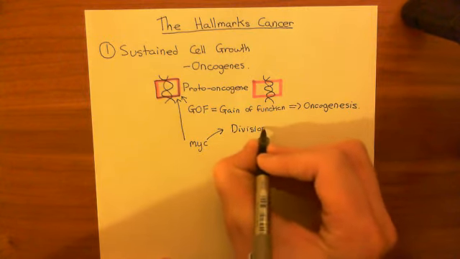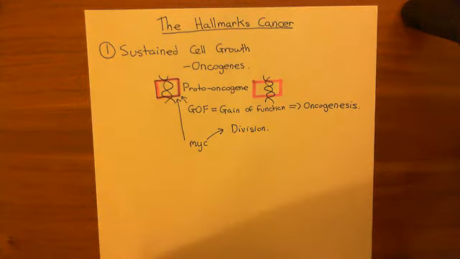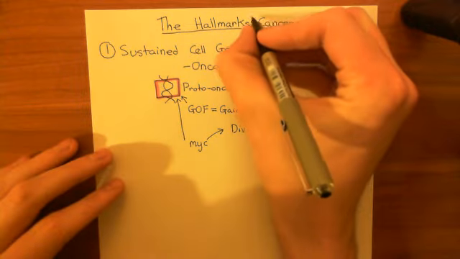So MYC would be an example of a proto-oncogene, which if you get a gain of function mutation in just one of your genes for MYC, will become known as an oncogene, and it will set you upon the path to develop cancer. So sustained cell growth is one of these hallmarks of cancer.